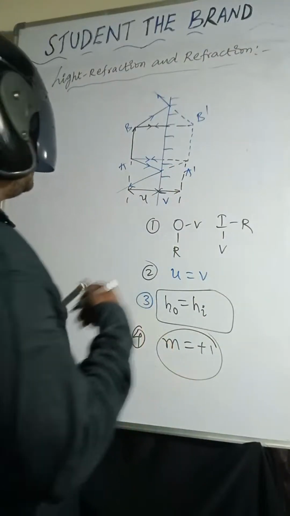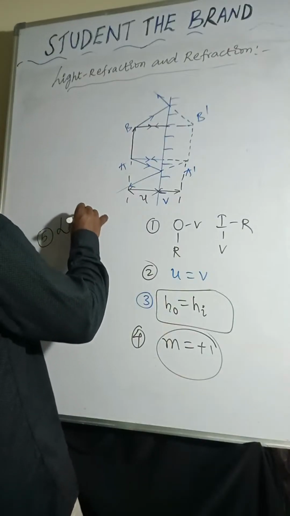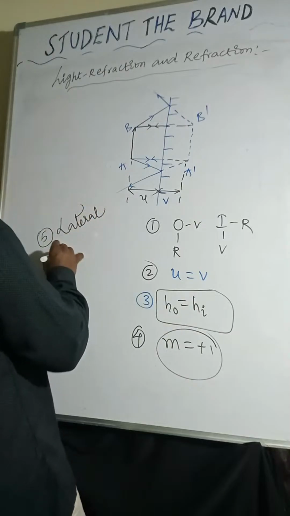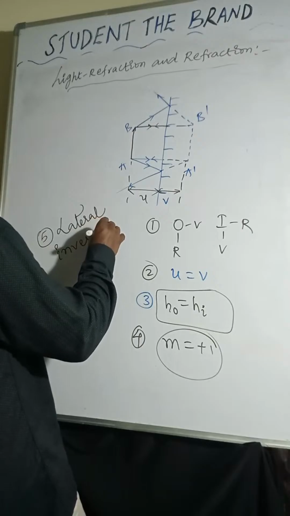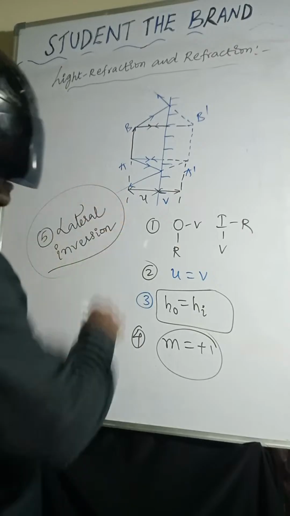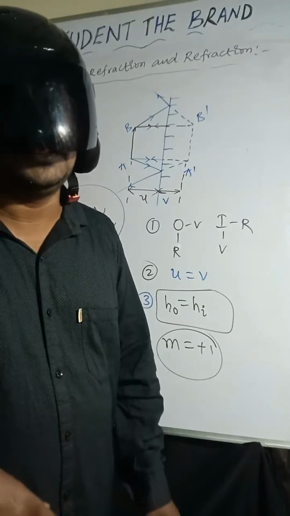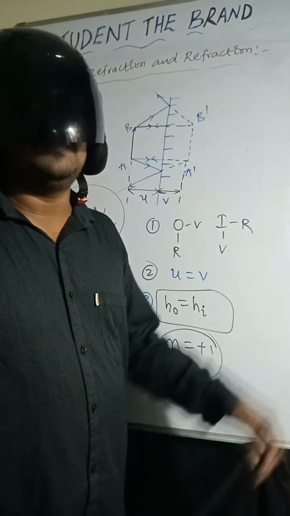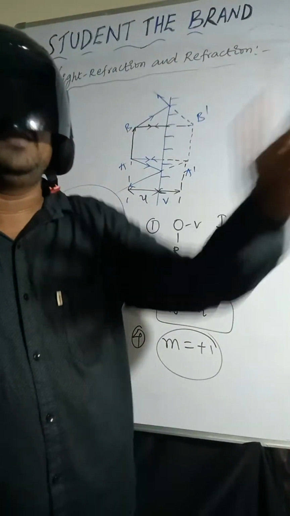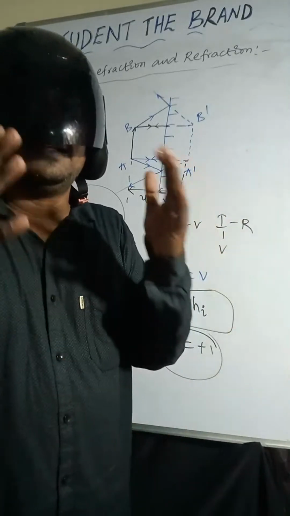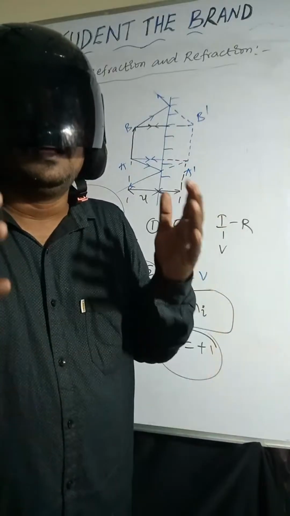And coming to the fifth one, it also shows lateral inversion. What is lateral inversion? Lateral inversion is nothing but the phenomena of converting of right side of the object appears to be left side of the image. Left side of the object appears to be right side of the image. So this mirror image is called lateral inversion.